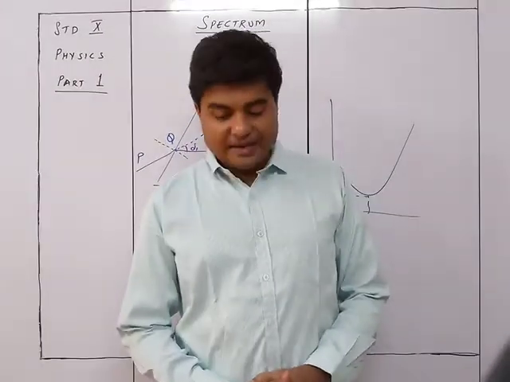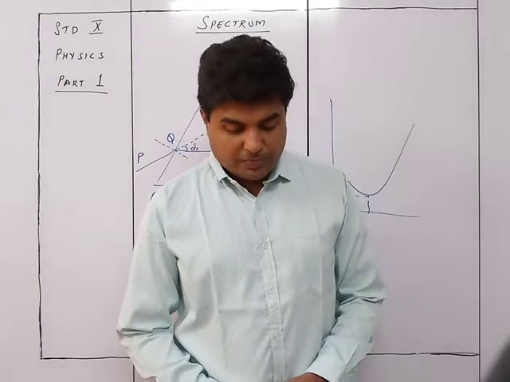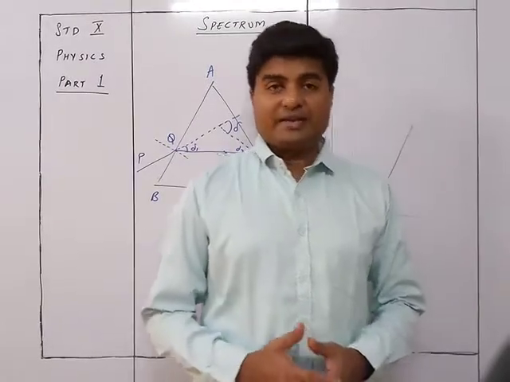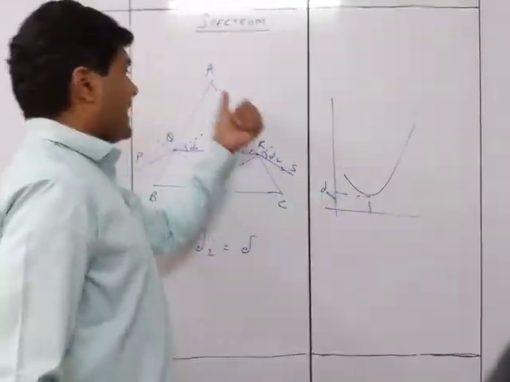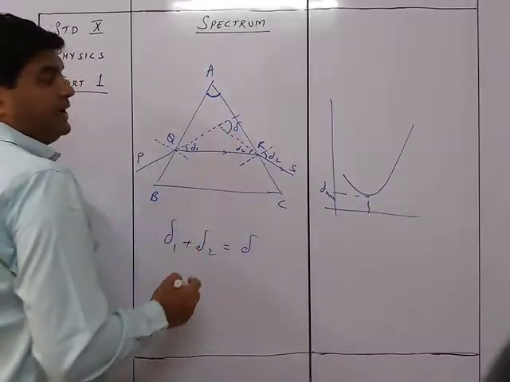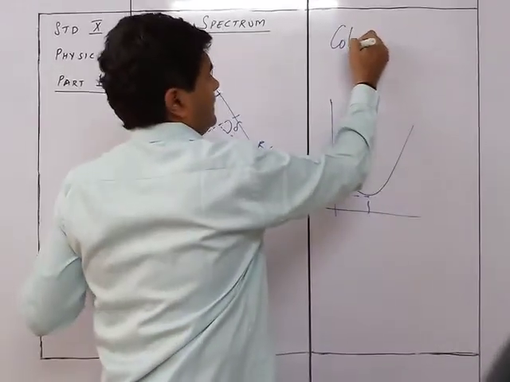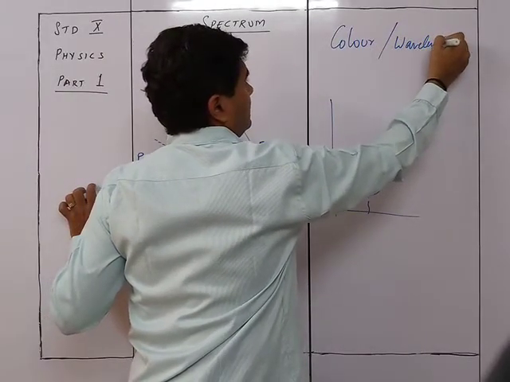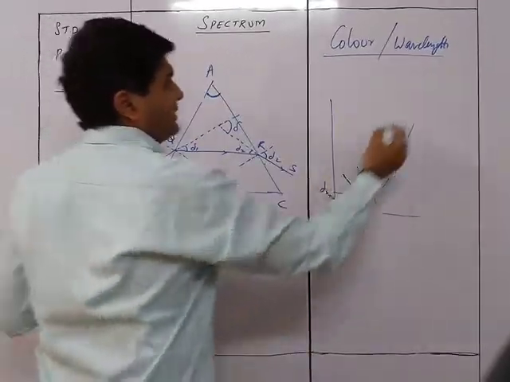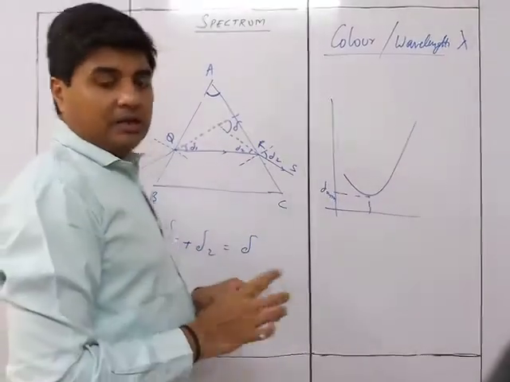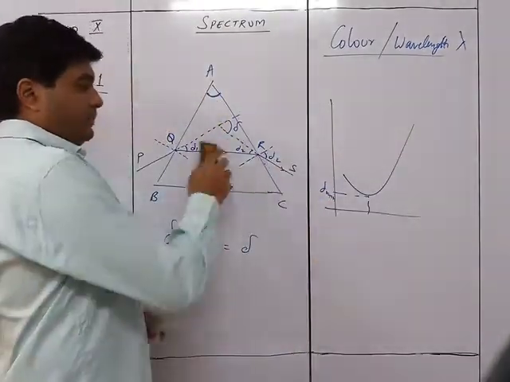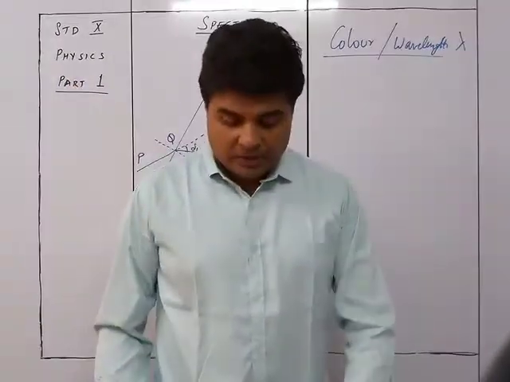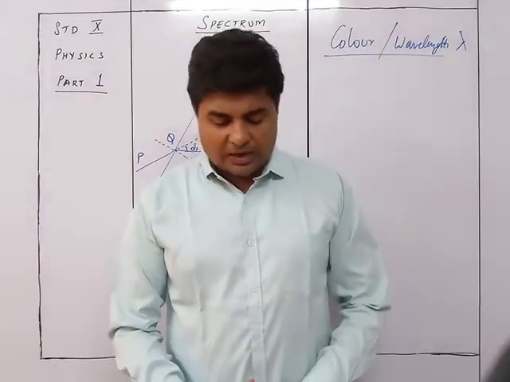Here we shall discuss in detail how the deviation produced by the prism depends on the color or wavelength, that is lambda, of the incident light. So we are very well aware about this part and this angle over here. Now what we are going to see is the color and the wavelength, that is lambda, of the light. How is the angle of deviation dependent upon the color or the wavelength of the light? So that is what we are going to see now. So, dependence of deviation on color or wavelength of light.